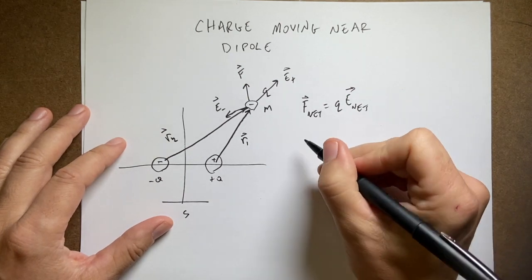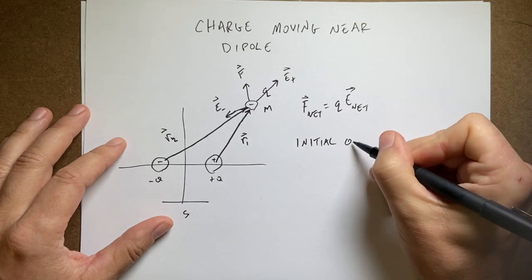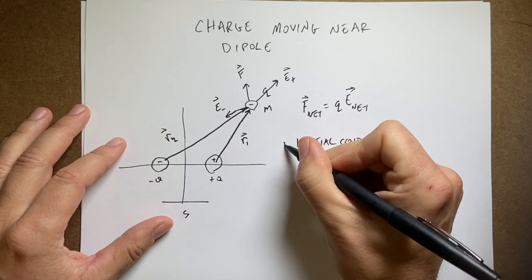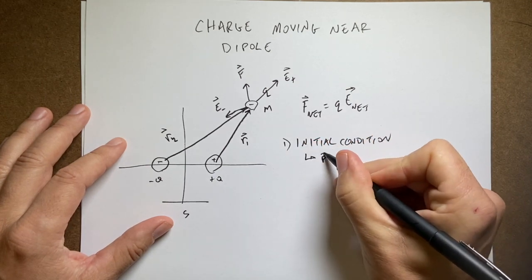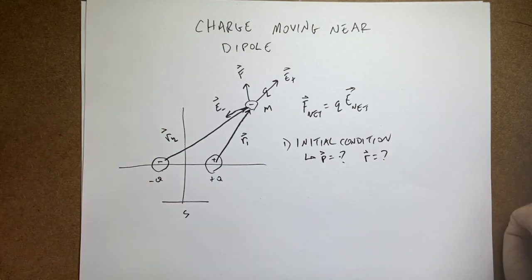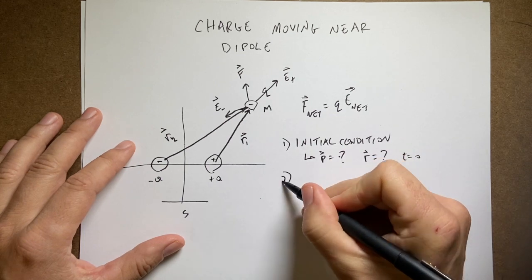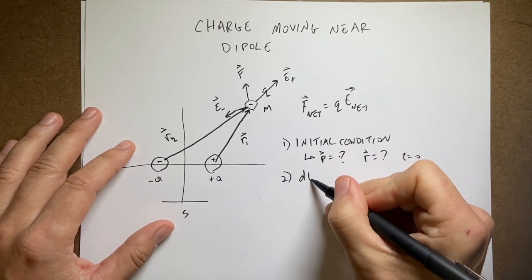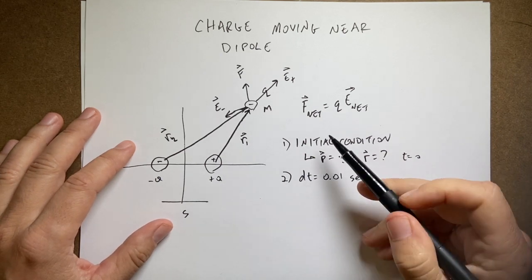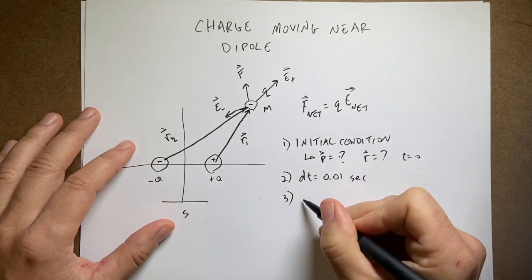So that's the first thing I'm going to do, is start with initial conditions. So that means what's my initial momentum, what's my initial position, then that's really all I need, and time is equal to 0. And then I'm going to break this into small time steps. Let's say dt equals 0.01 seconds. And during that time interval, I can calculate the change in momentum by doing this.